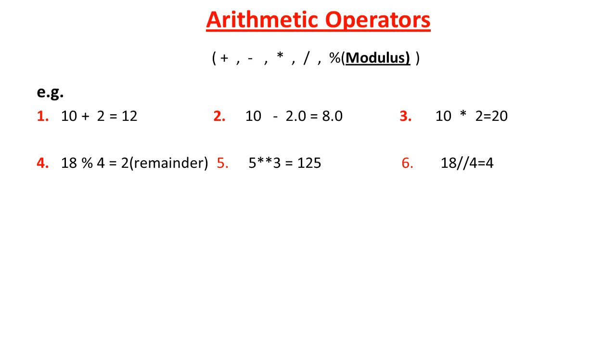Then at number 5, I have written 5, two multiplication symbols, that is stars, then 3. That means 5 raised to power 3. It will give you 125. Then at 6, we have written 18 double slash 4. This is going to do the floor division. When we divide 18 by 4, we get 4 point something, but we will get 4.